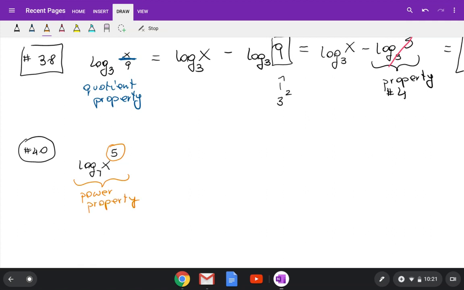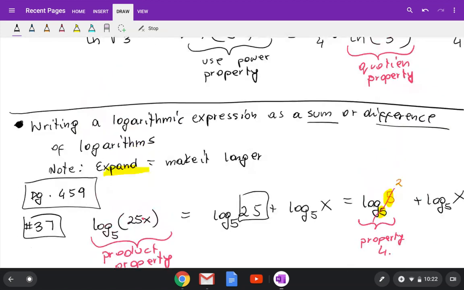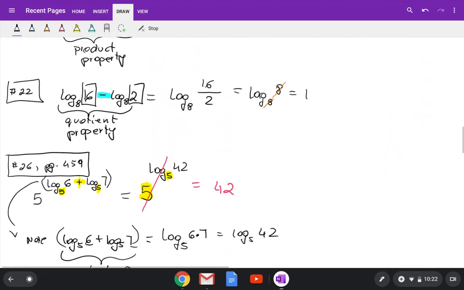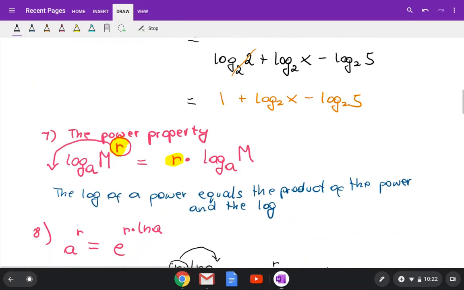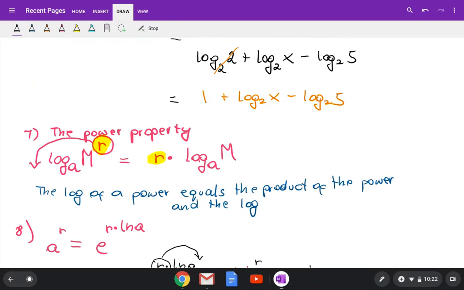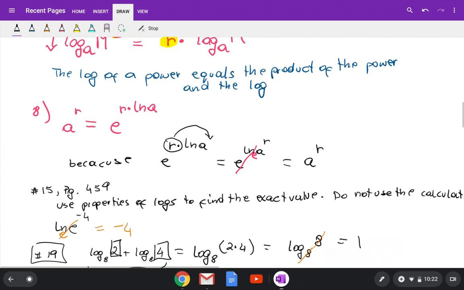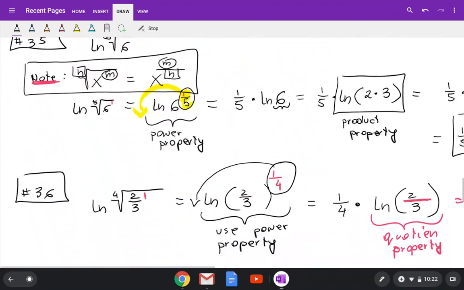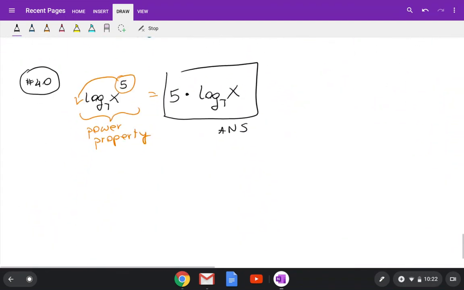What that means, you're going to move that power in front of log. So we're going to rewrite that as 5 times log base 7 of x. And that's our final answer. So power property, going back to the properties. When you have a power, you can always move that power in front of log. Okay, so this one was short.